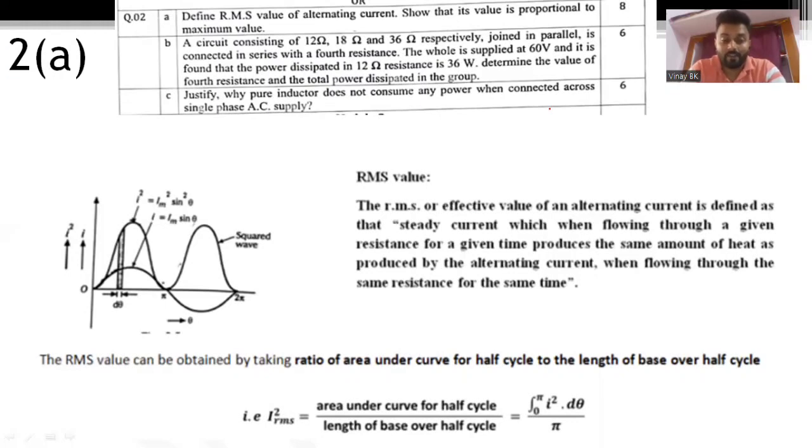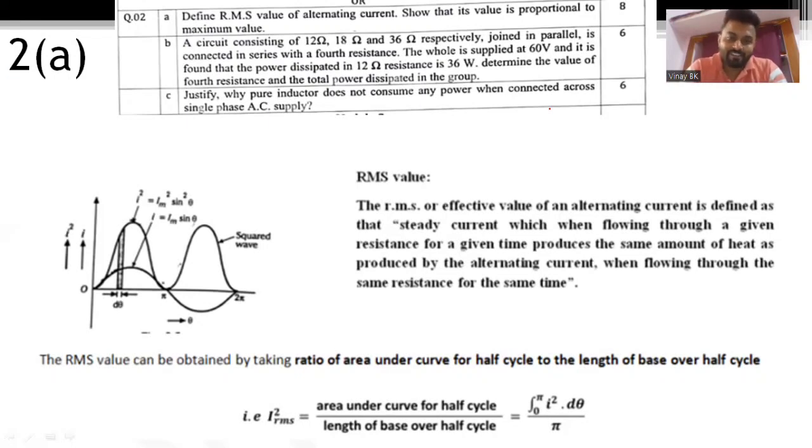So that should not ignore the definition of RMS value. What is the definition of RMS value, or effective value, or root mean square value? Suppose a steady current flowing through a given resistor for a given time produces the same amount of heat as produced by the alternating current when flowing through the same resistance for the same time.